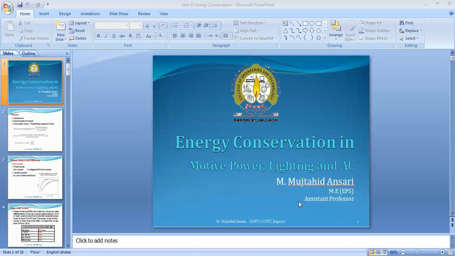Now we are going to consider energy conservation in motive power, electrical load, motive power, lighting load, ACs, transformers, and energy efficiency in the machines. If you visit any type of industry, we find that there are a number of motors we are using for different applications. It may be crane, hoist, lifting machine, conveyors, or grinders. It may be chilling water, so compressors are there, so motors are there. Compressed air is there.